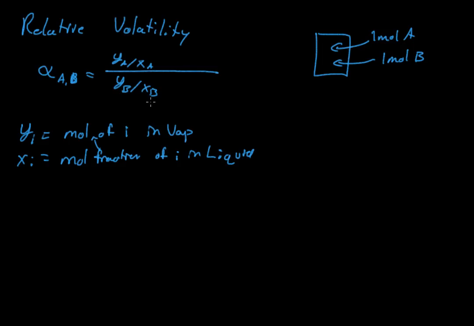If we were going to say that since it's a binary phase, then xb is equal to 1 minus xa, and yb is equal to 1 minus ya. If it's a mole fraction and there's only two types of substance or compounds, then it has to be one minus the other. So then we can plug those back in to get our relative volatilities.